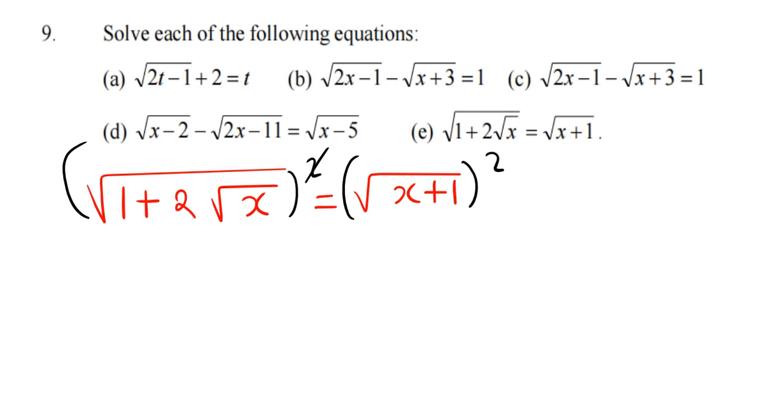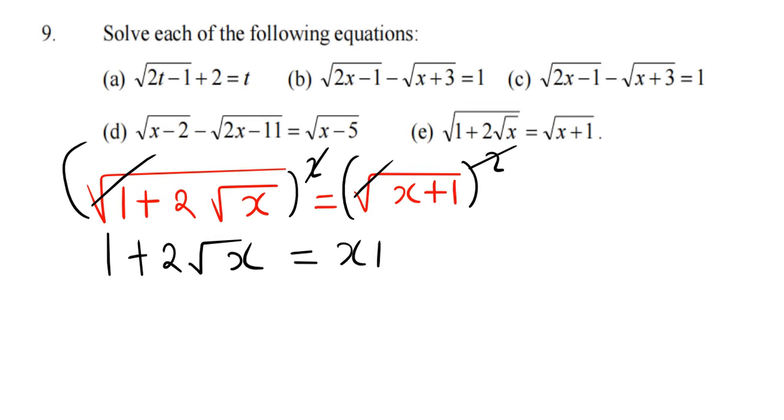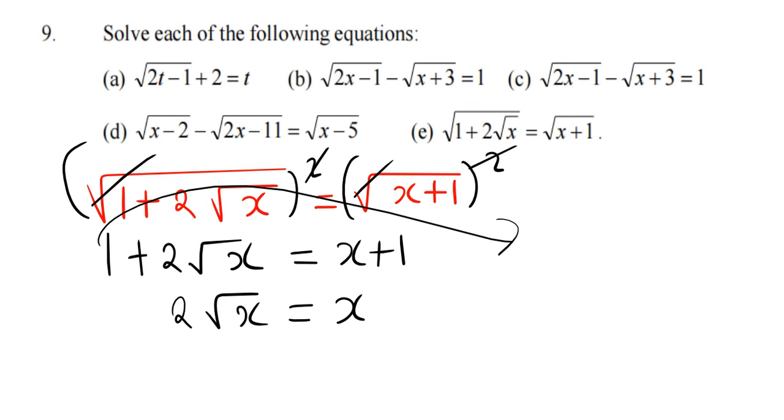So the square and the root are going to cancel for the first expression, as simple as it can be, plus 2 square root of x. This will be equal to, the square and the root are going to cancel, x plus 1. Then what do we do for us to now remain with everything? So I'm going to take the 1 to the other side. I'm going to have 2 root x is equal to x, of course. When I take the 1 to the other side, it's going to be a negative 1.